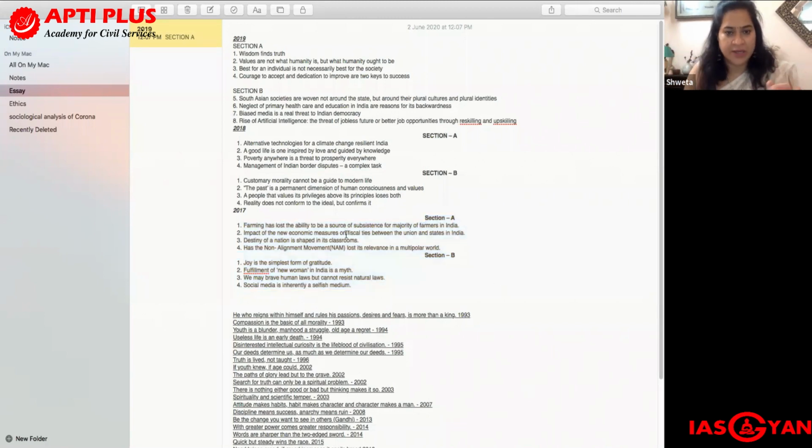So in 17, we can see there are 8 topics, and the topics are related to economy, polity, or international relations, or philosophical topics, or social issues. We can see all these topics are basically inquiring your insight about these paradigms of life. So the first topic is talking about farming has lost the ability to be a source of subsistence for the majority of farmers in India. Subsistence means survival. So farming is no more a source of survival for the majority of farmers, not all, not few, majority of farmers in India.